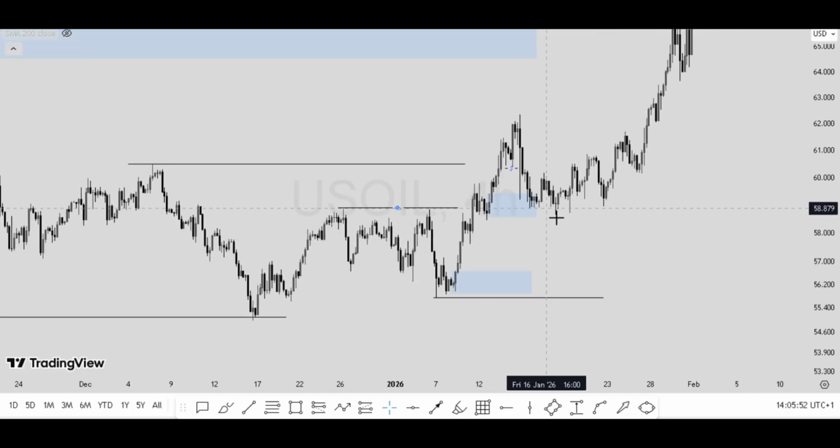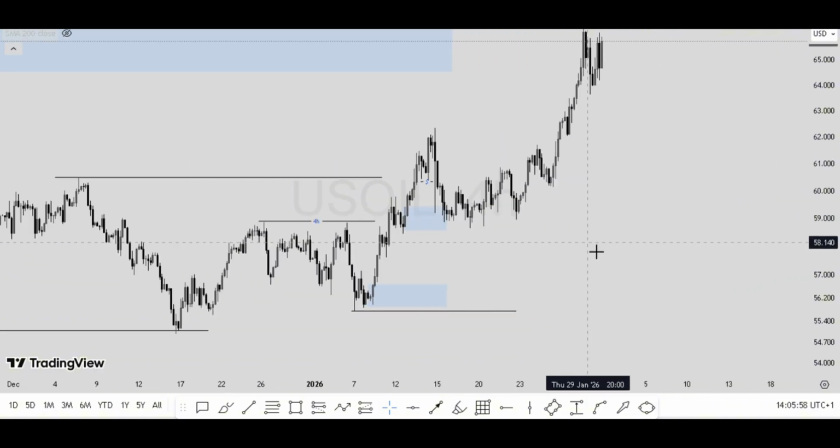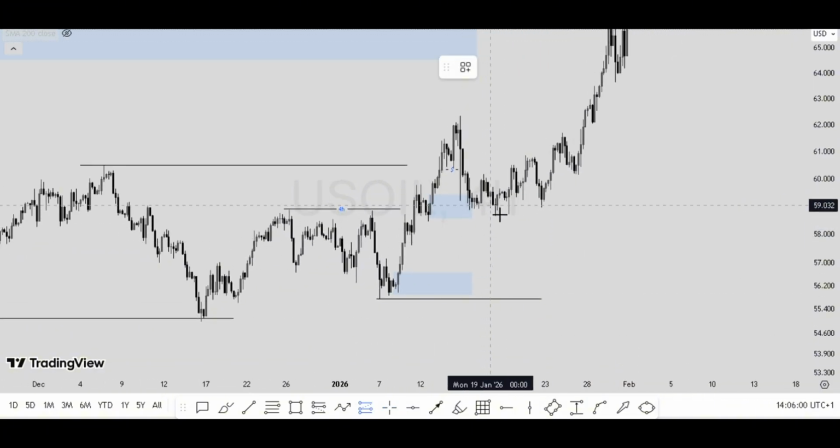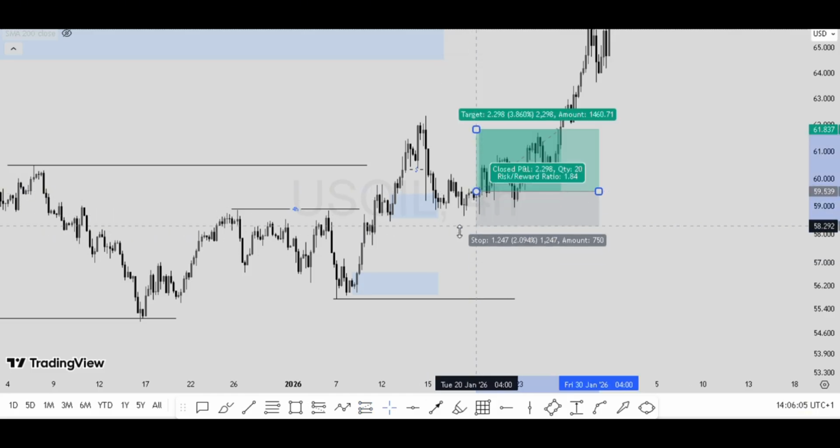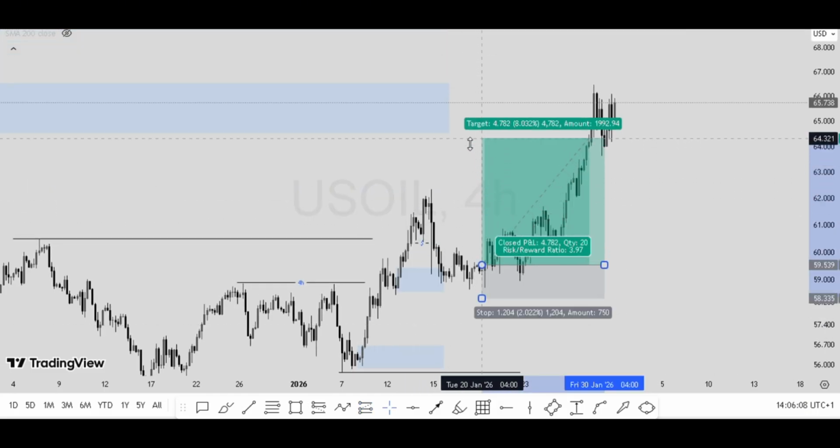Is it here or here? And my playbook tells me to take the trade here. So I execute the trade from here. I execute the trade after I see my confirmation, my candlestick confirmation. I execute the trade here, put my stop loss here, and my next level target is here.